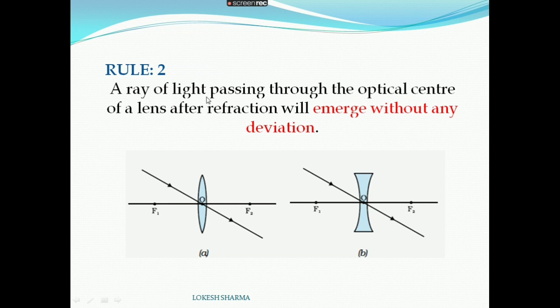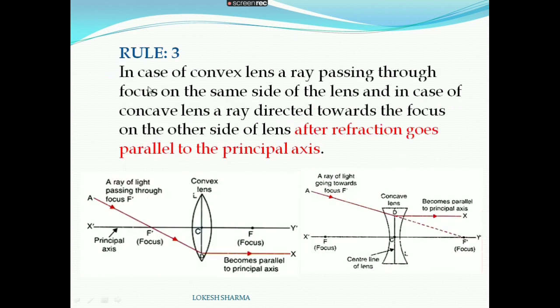Rule 2. A ray of light passing through the optical center of a lens, after refraction, will emerge without any deviation. And the third rule is, in case of a convex lens, a ray passing through the focus on the same side of the lens, and in case of a concave lens, a ray directed towards the focus on the other side of the lens, after refraction goes parallel to the principal axis.